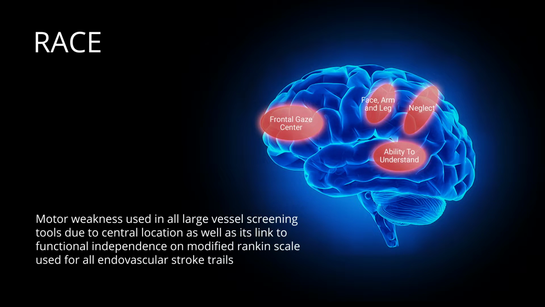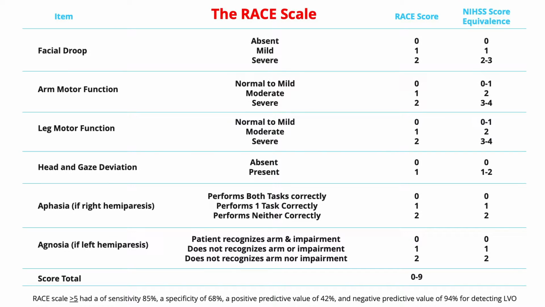It doesn't test the ability to talk or vision. And again, you basically go through. If you have mild facial droop, you get 1. Moderate to severe, you get 2. For the arm, you get moderate, you get 1. Severe, if it touches, you get 2. Same for the leg. And then you add up all the numbers. If it's greater than 5, then you basically are RACE positive, because you meet the cutoff, right, of greater than or equal to 5.